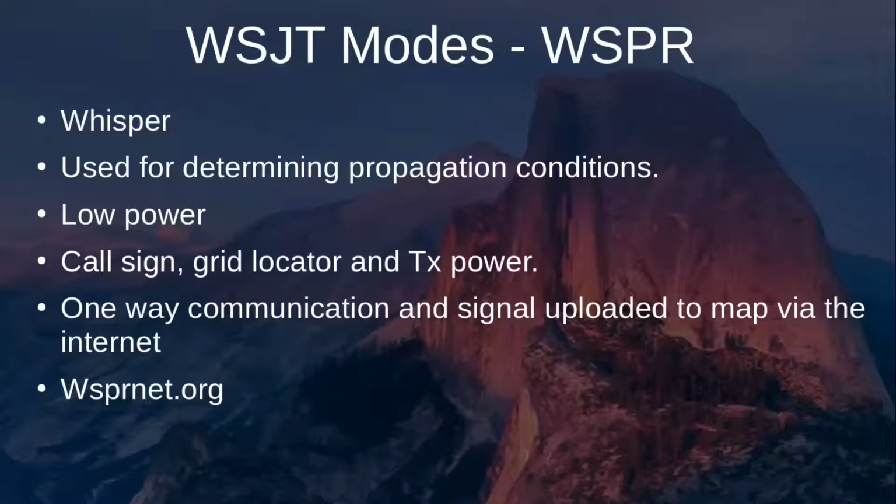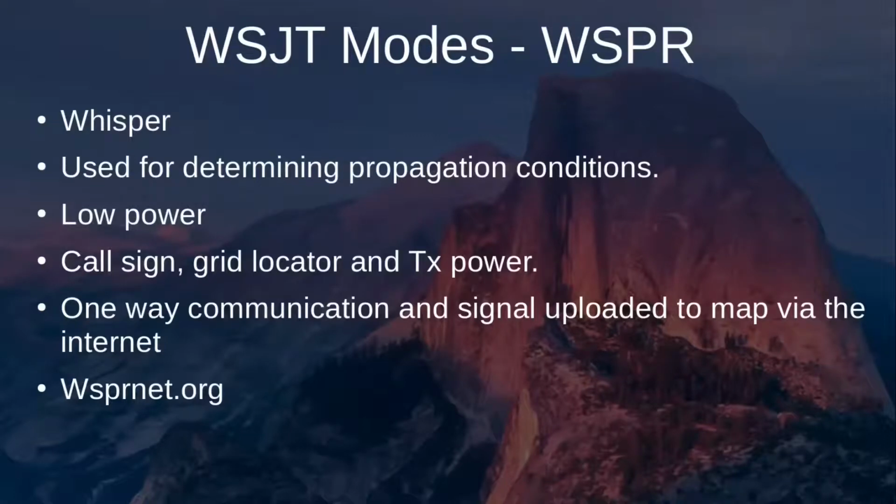WSPR, or Whisper, is another weak signal propagation mode. It is used for determining propagation conditions. It is not necessarily a communications mode. You're not going to have a conversation on Whisper, but it's used for determining how far your signal can propagate. It is used with low power. Essentially your call sign, grid location, and transmit power are transmitted and received by another station. That station isn't going to communicate back to you. It is in essence a one-way form of communication.